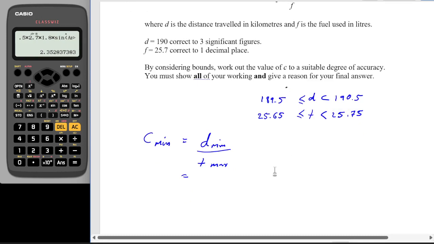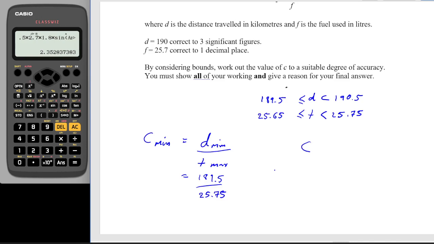Right. So my minimum D value was 189.5 and my maximum F value is 25.75. And then I'll do the same for my C max, which is going to be equal to my D max divided by my F minimum. So that's going to be 190.5 divided by 25.65.